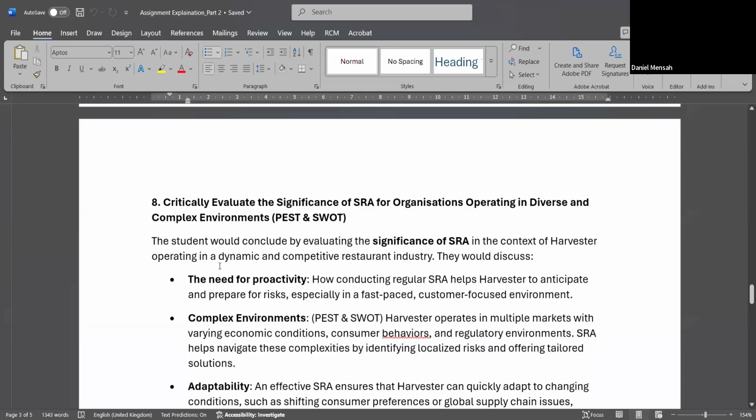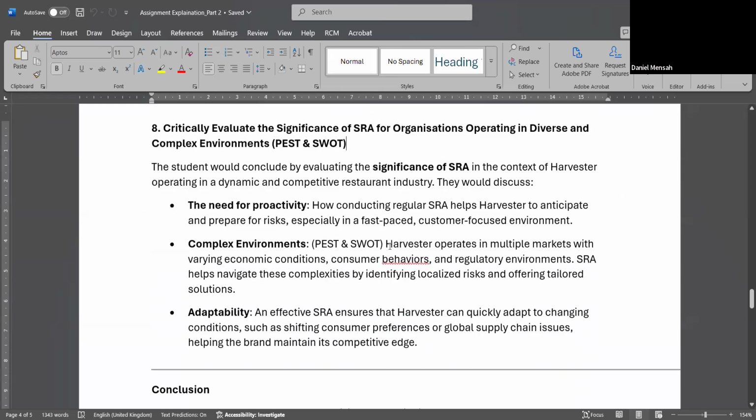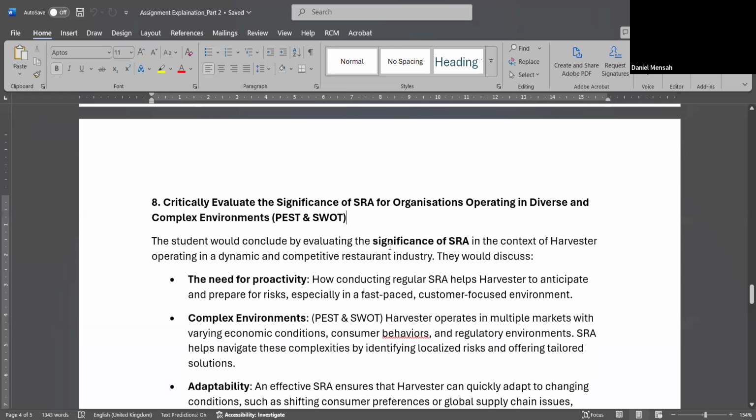The last part, you are going to critically evaluate the significance of SR for organizations operating in diverse and complex environments. Okay. So you are critically evaluating the importance of SR because it helps organizations to work in diverse and complex environments. It helps them to continue. Okay. So this is what we're going to do. We will conclude.